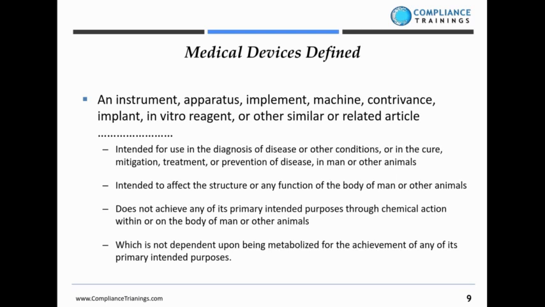that is intended for use in the diagnosis of disease or other conditions, or in the cure, mitigation, treatment, or prevention of disease in man or other animals, intended to affect the structure or any function of the body of man or other animals, does not achieve any of its primary intended purposes through chemical action within or on the body of man or other animals, which would make it, if it did, a pharmaceutical or biologic product, and which is not dependent upon being metabolized for the achievement of any of its primary intended purposes. Again, that would make it a pharmaceutical or biological product.